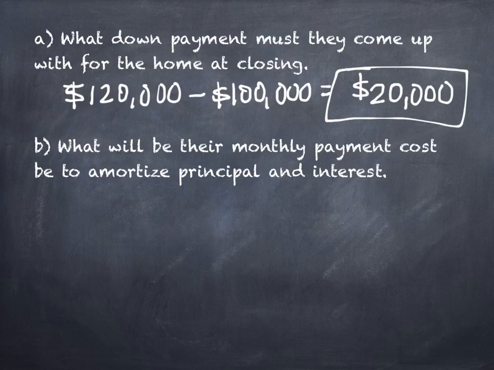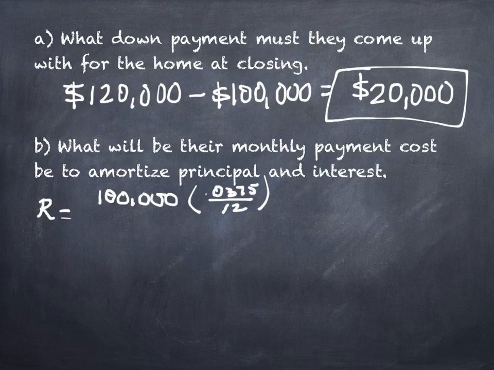Part B says what will be their monthly payment in order to amortize the principal and interest. So we had a formula for this. This is R equals. We have P, that's the amount of the principal of the mortgage, that's my $100,000. We have our interest rate, which is 0.0375 divided by 12. And then all of this is divided by 1 minus 12 over, and I'm going to take 12 and add it to 0.0375, so this is 12.0375.